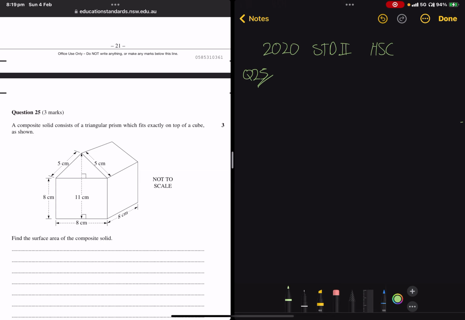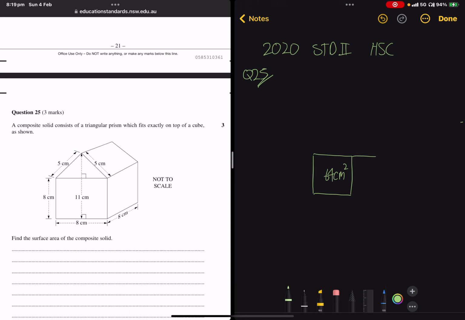You could be asked volume. Some kids will immediately assume they're after volume. They'll find it, it'll be wrong, and they'll only get something like 1 mark. So read these questions carefully. Surface area. So to find the surface area, we're going to draw a net of this shape. So we have a square on the bottom. The square is 8 by 8, so that's 64 centimeters squared.